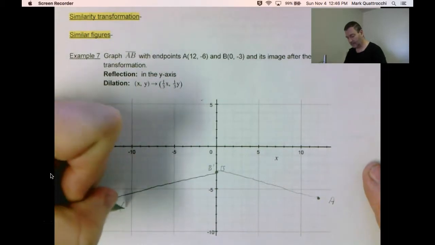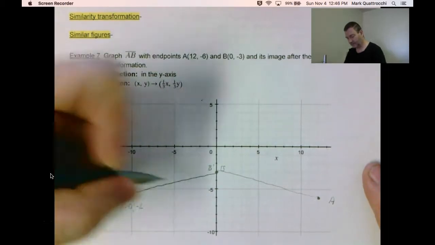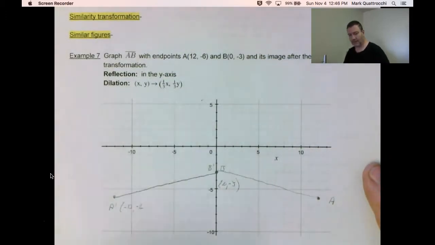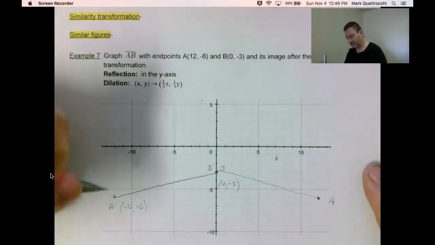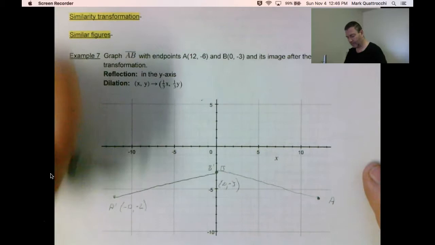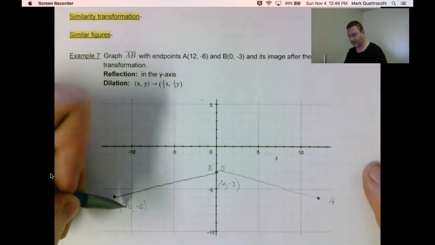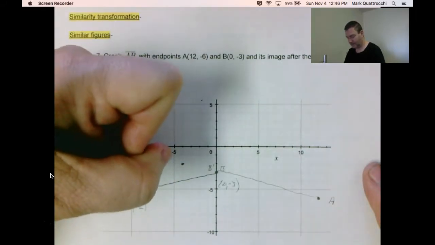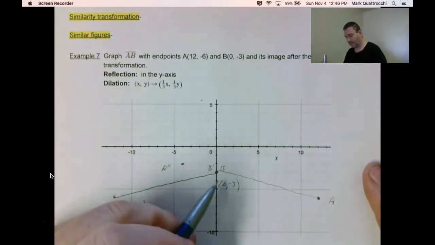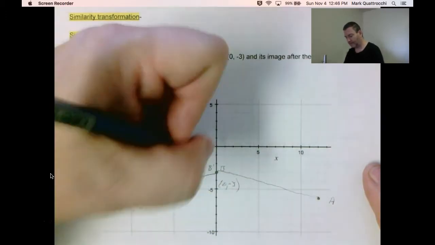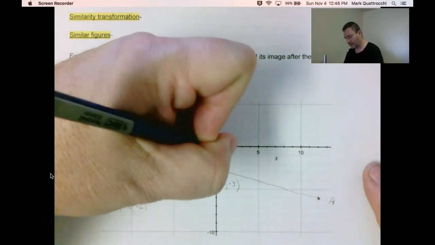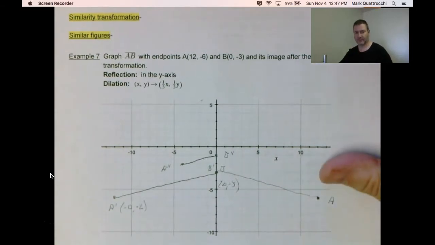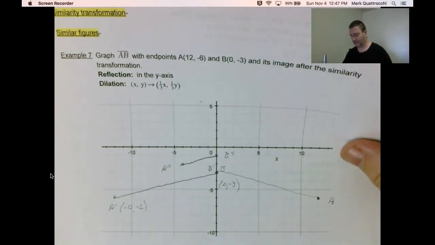So these coordinates are (-12, -6) and (0, -3). So we're doing the 1/3 dilation. So now A double prime, when I multiply this by 1/3, is going to be (-4, -2). So here's A double prime. And B double prime is going to be (0, -1). B double prime, (0, -1). And there's my final resting place for A double prime, B double prime.